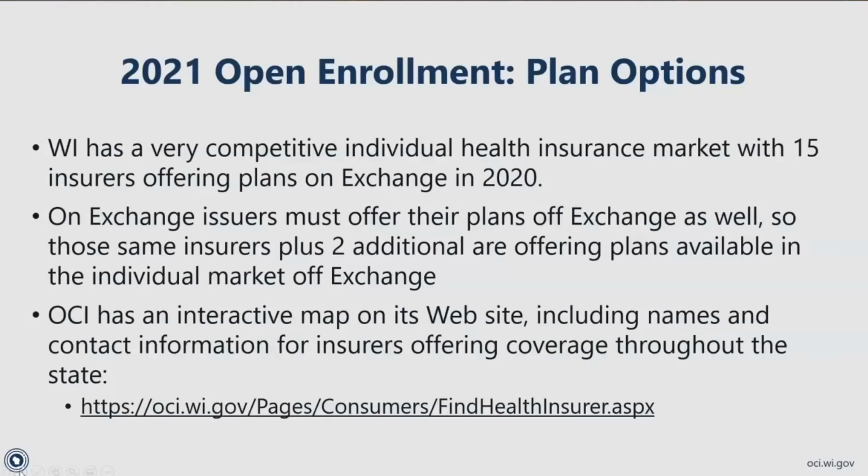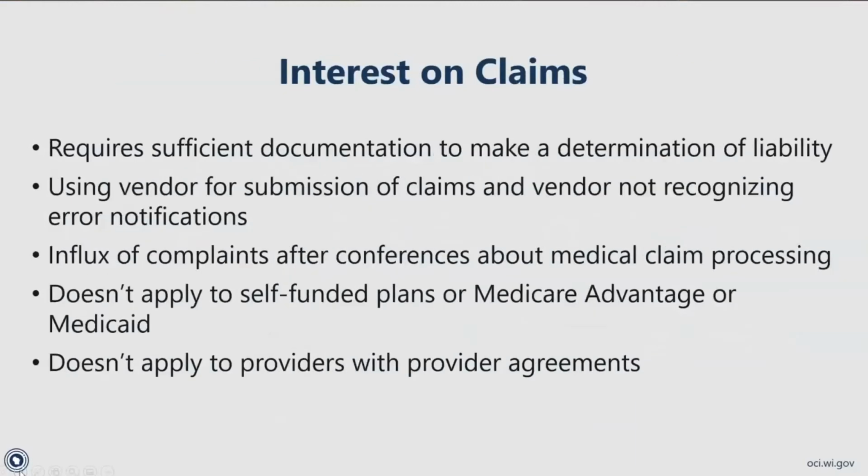You will also see on this website who the second lowest cost silver plan is, and that's important information because that's how advanced premium tax credits and cost sharing reductions are based off of that dollar amount in that county. So it's part of the calculus. And now I'm going to switch back to Eric on slide 21, please.